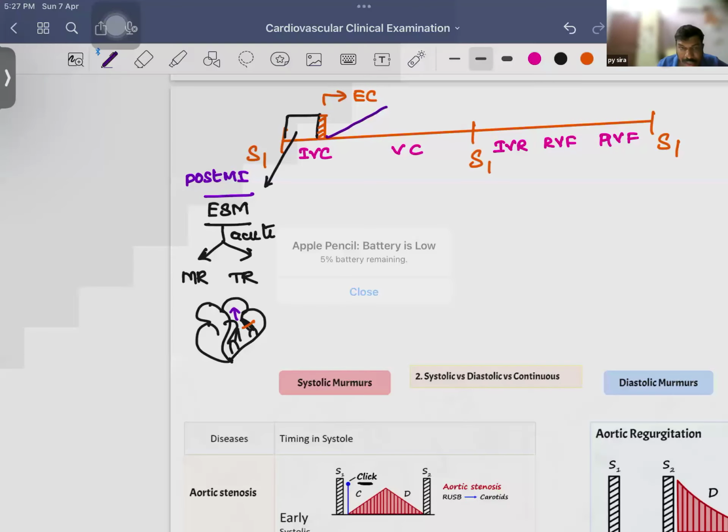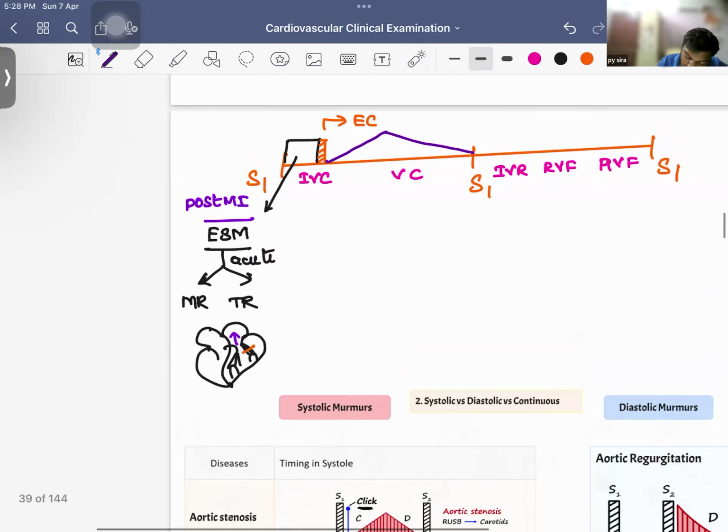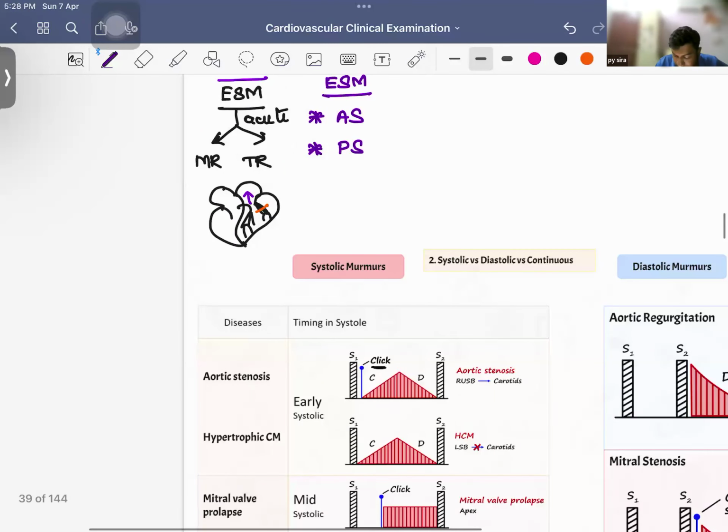So you get a crescendo pattern, followed by a decrescendo pattern, because the pressure in the ventricle will be equal to the aortic pressure, and after some point the aortic pressure will increase. For that reason, you get a crescendo-decrescendo murmur, which is also called a diamond-shaped murmur, seen as ejection systolic murmur in cases of aortic stenosis and pulmonic stenosis. So these are the two important murmurs you will get, and this murmur will radiate to the carotids.